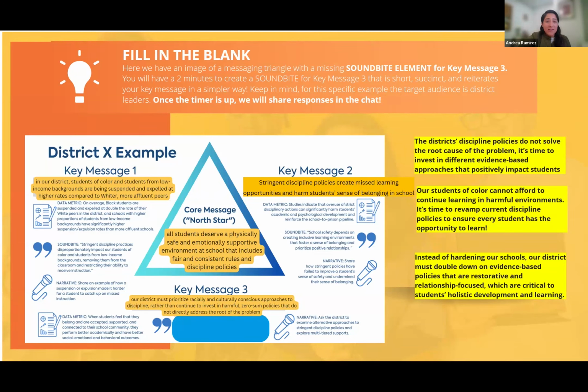These are other ways. There's hundreds of ways you can probably reframe this, but definitely something that urges people to want to take action is probably gonna be the best soundbite.